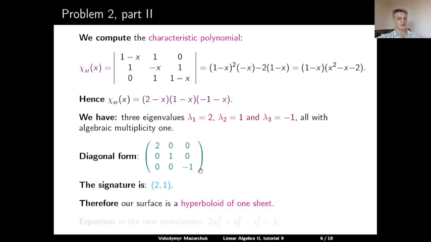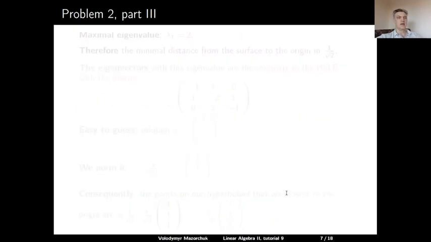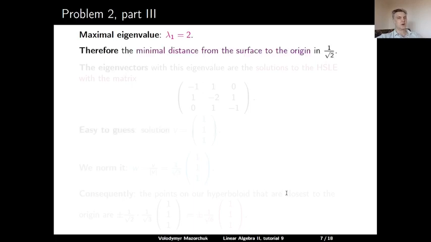Therefore, the surface, which is defined by this quadratic form, is a hyperboloid of one sheet. And the equation in the new coordinates is 2y1 squared plus y2 squared minus y3 squared is equal to 1. So the maximal eigenvalue is lambda 1, which is equal to 2, and therefore the minimal distance from our surface to the origin is 1 divided by the square root of 2.